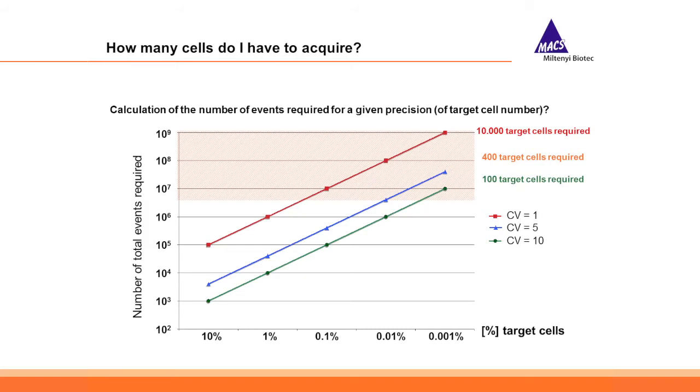And if you need higher significance or higher trust in your data, so you need a lower CV, then you see the values become pretty large. With 1%, you already have to acquire 1 million cells. With 0.1%, you have to acquire 10 million cells. And with 0.01%, it's actually already impossible. So this is a kind of orientation that you can use on how many cells you have to acquire.